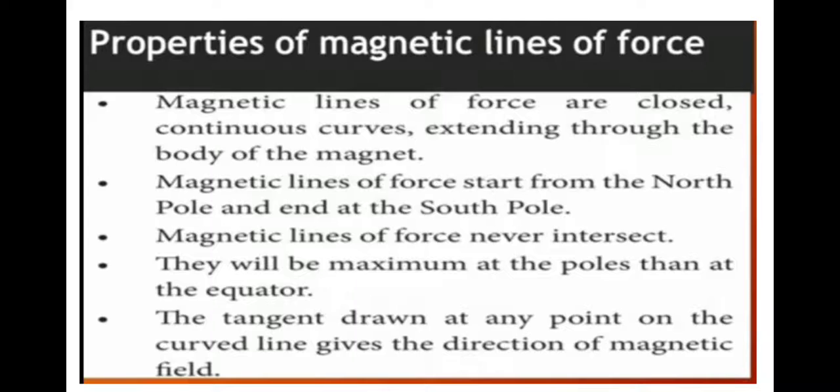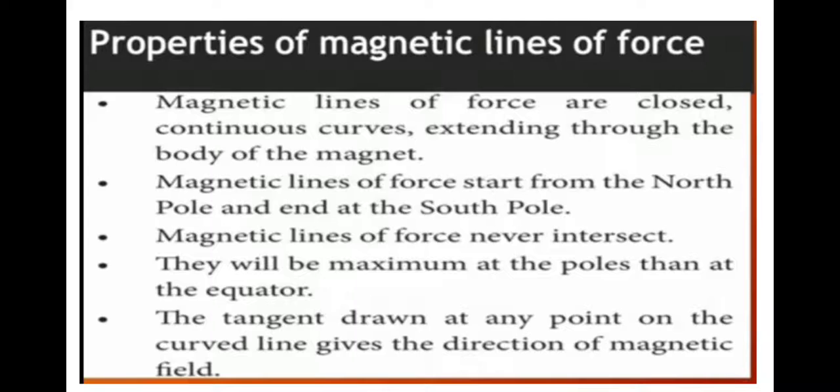Tangent at any point on a field line gives the direction of magnetic field at that point. Suppose we want to find the direction of the magnetic field at this point. Then we will draw a tangent at this point, moving straight like this, so that particular direction will be the direction of the magnetic field at this point. That is given by the tangent of the field line at the particular point.